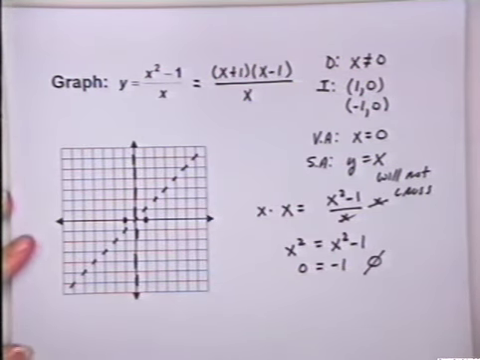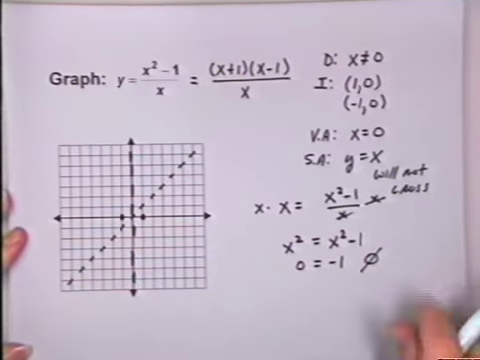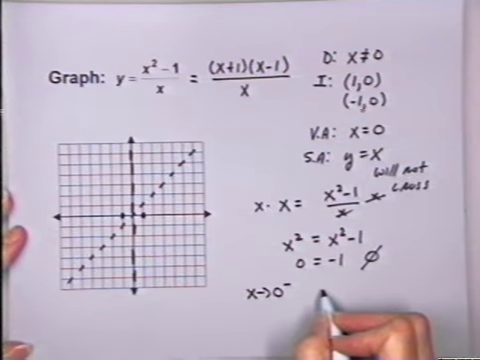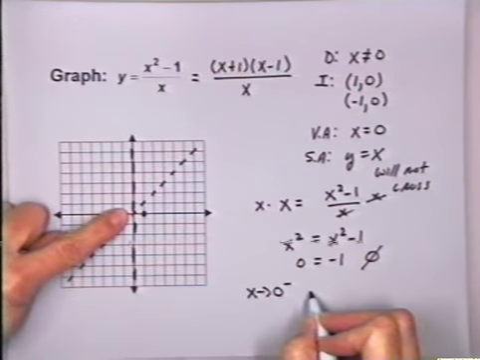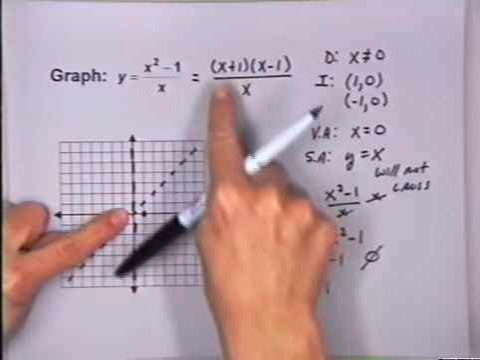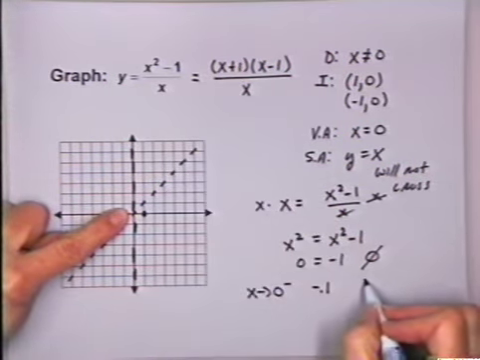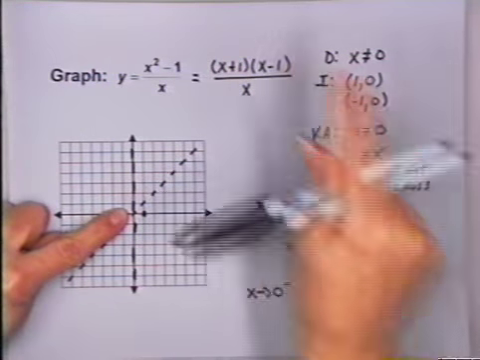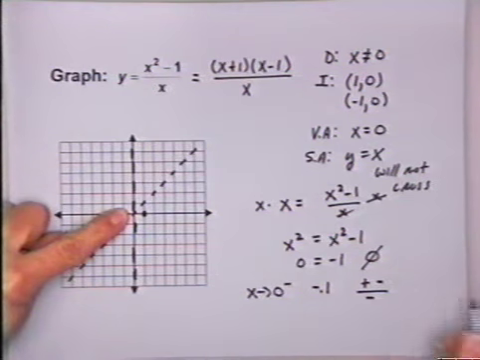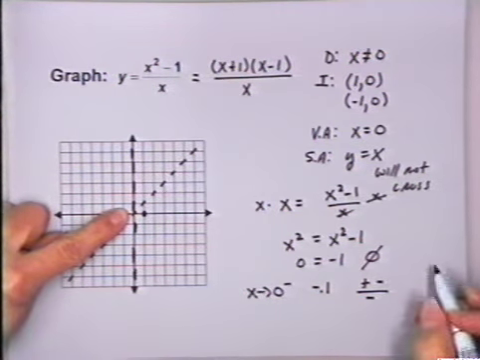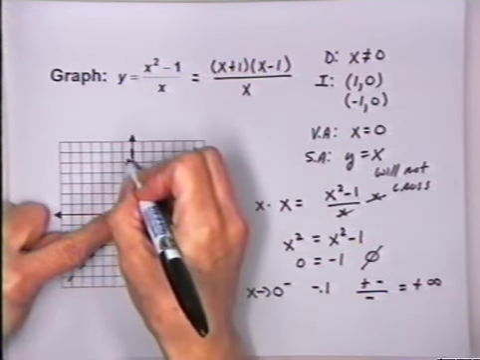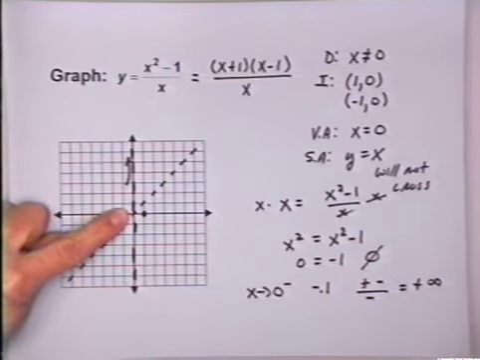Now, you can also do the same sort of analysis at your vertical asymptote. Let's approach 0 from the left. Let's choose on the left-hand side, say, -0.1. Okay? Well, -0.1 plus 1 is positive. -0.1 minus 1 is negative. -0.1 down here would be negative. A positive times a negative over a negative, that whole thing would be positive infinity, wouldn't it? So on the left, our graph is going to positive infinity.